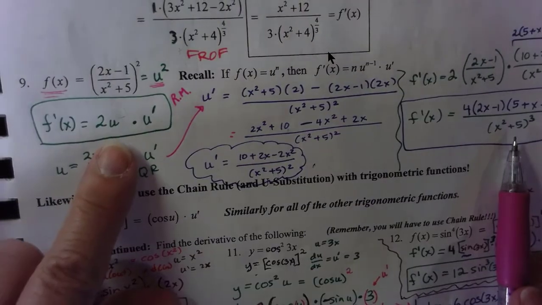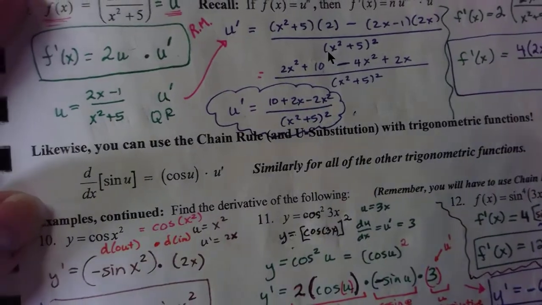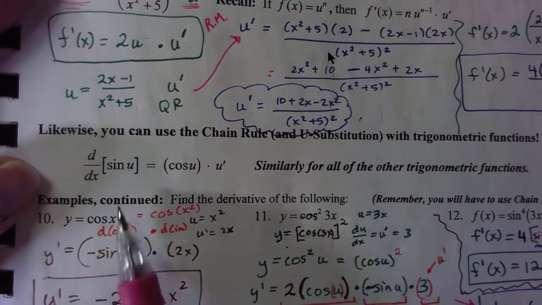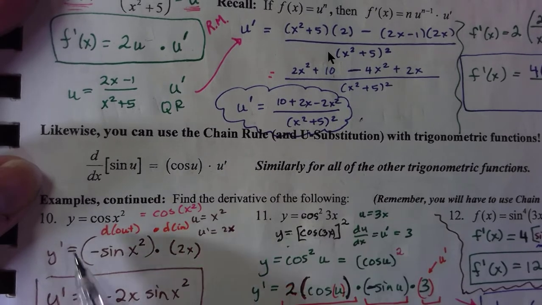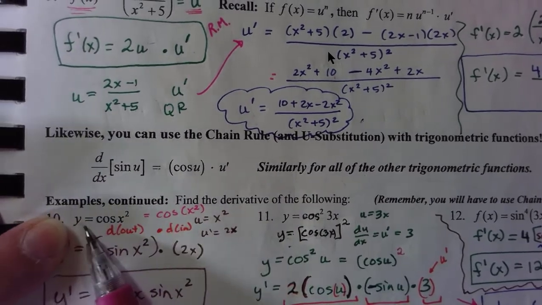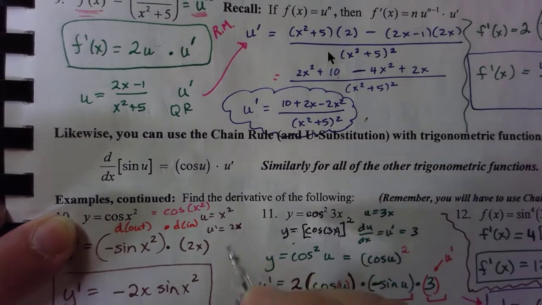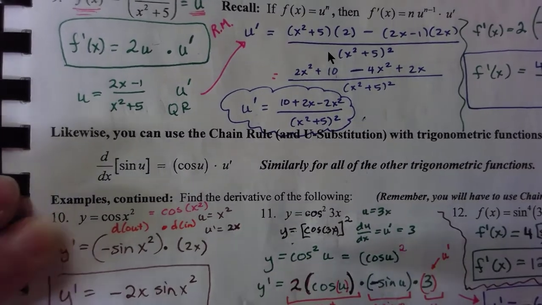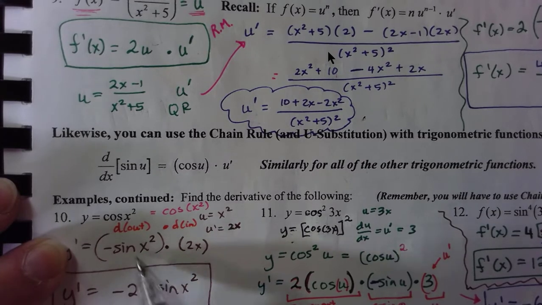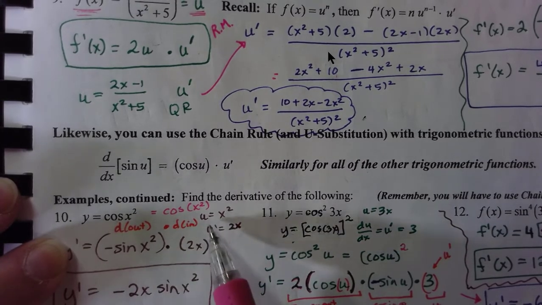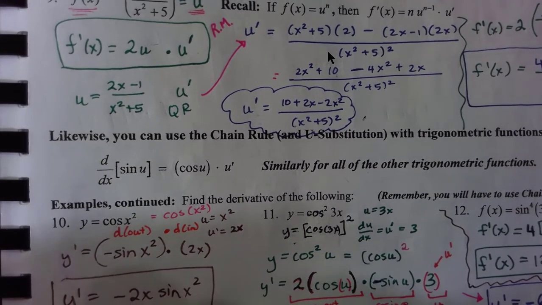So hopefully you see the beauty of U-substitution. We can also use our chain rule and U-substitution with our trig functions. Notice that the derivative with respect to x of the sine of u is cosine of u times u prime. So we have y is cosine of x squared. My u is going to be x squared, so my u prime is 2x. My outside derivative of cosine is negative sine of x squared. Again, don't change the inside, times the derivative of the inside, which is 2x. And we're going to clean it up, bring the 2x down in front with the negative sign.